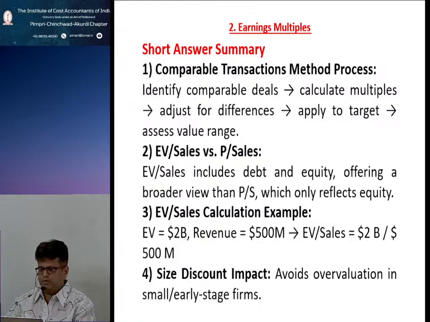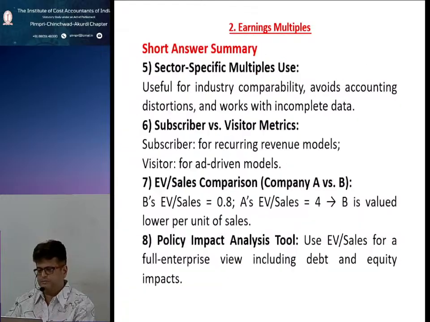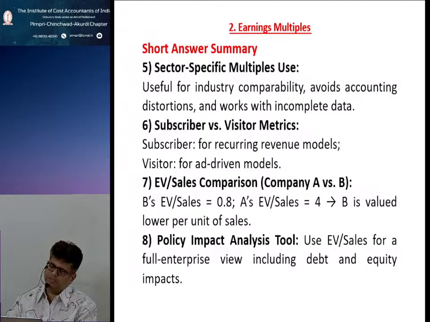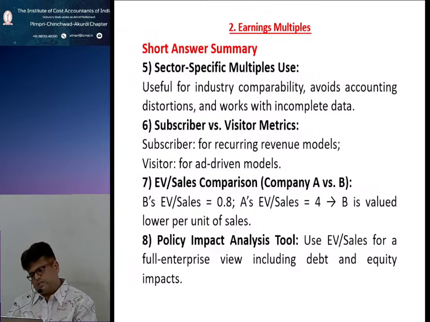The third was about an EV to sales calculation example, where EV is equal to 2 billion and revenue is 500 million. So EV to sales is equal to 2 billion divided by 500 million. The fourth was size discount impact, which avoids overvaluation in small or early stage firms. Continuing with the short answers, the fifth question deals with sector specific multiples being useful for industry comparability, avoiding accounting distortions and working with incomplete data. The sixth question dealt with subscriber versus visitor metrics. Subscriber is for recurring revenue models and visitor metrics is used for ad driven models.